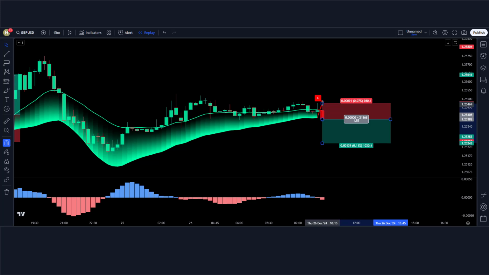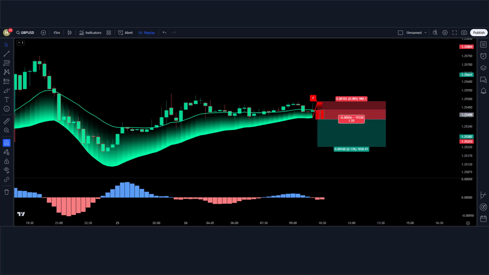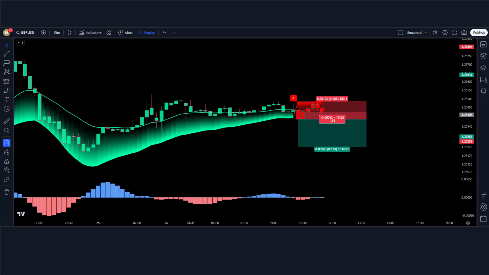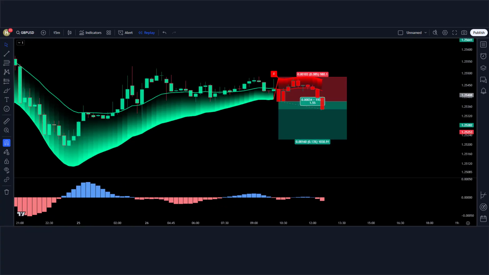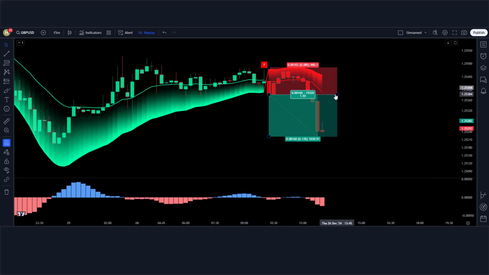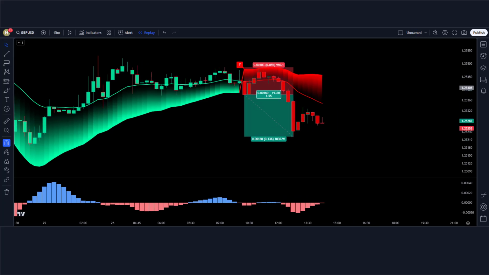Our stop loss will be placed above this plot line. And the risk to reward ratio will be 1:1.5. Let's see what happens to our trade. Our trade is running in profit. We have won the trade. I believe you must have learned something new in this video.